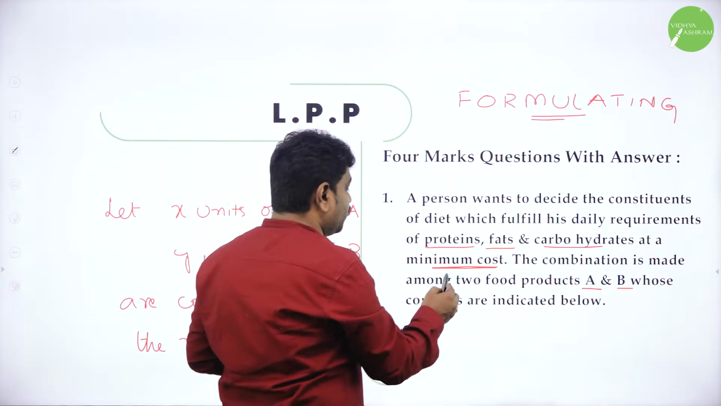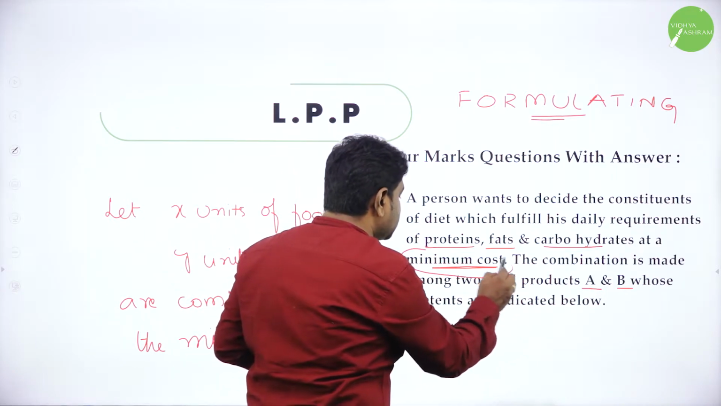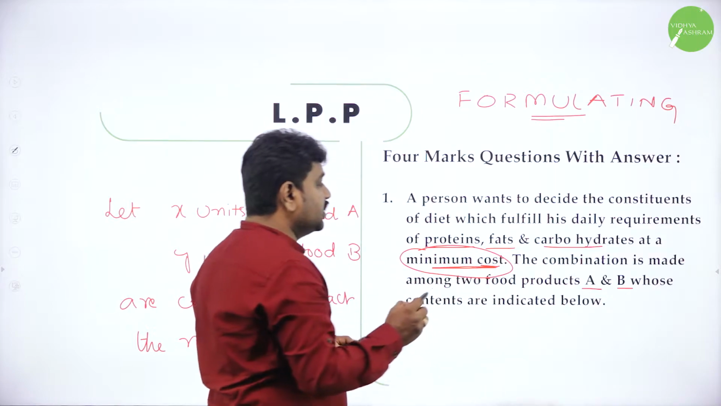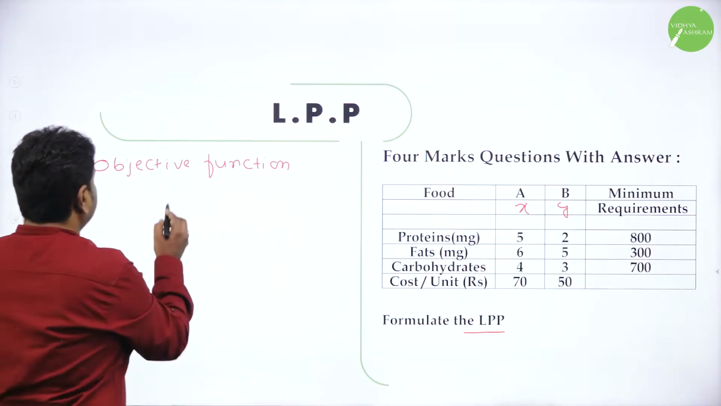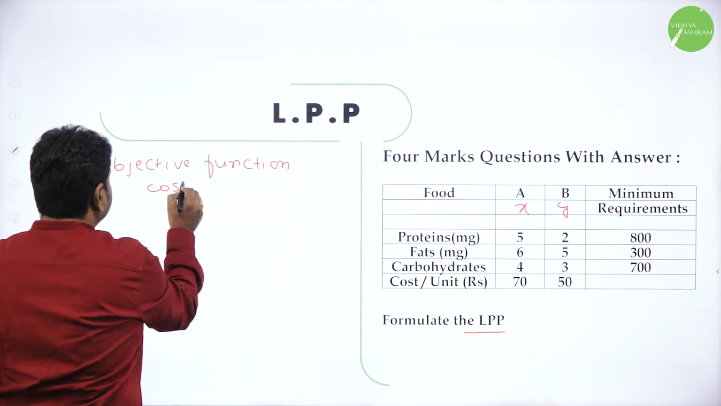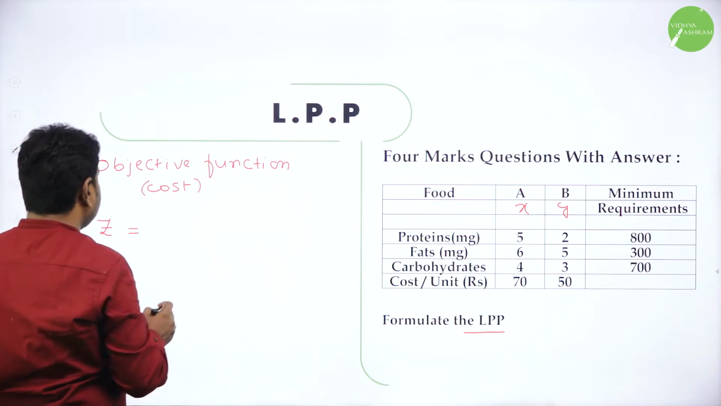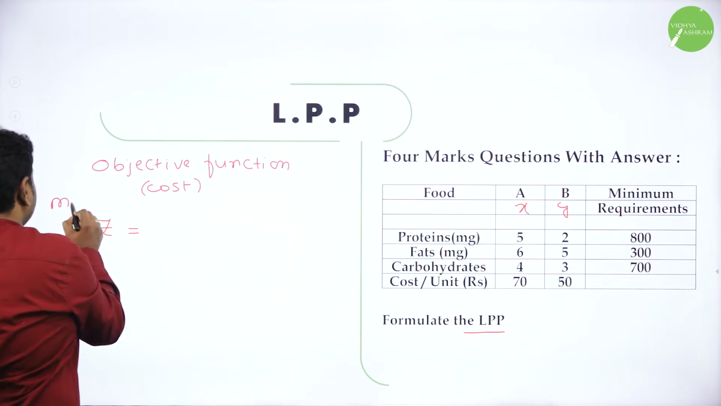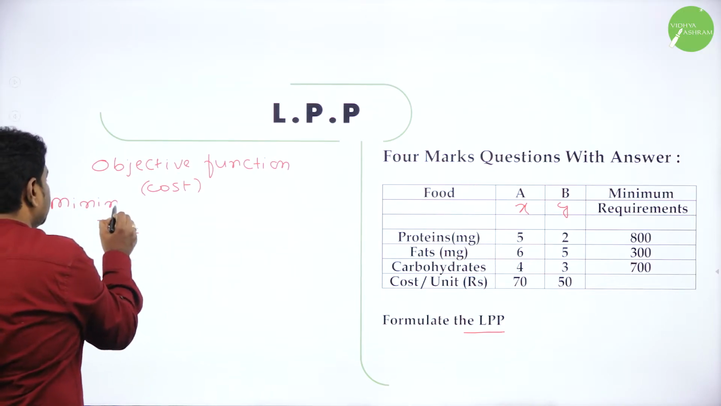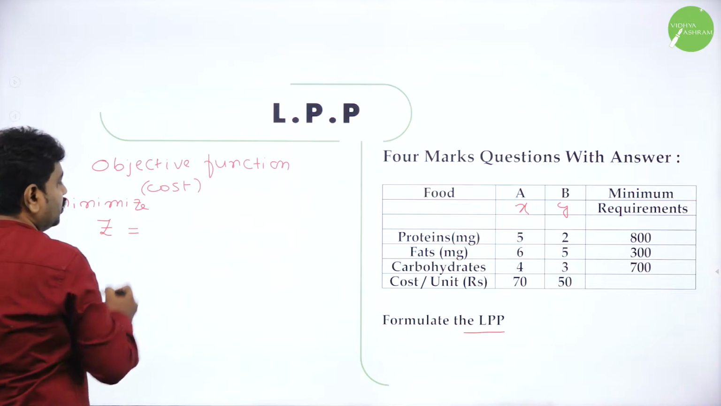It is called as objective function. Here minimize, they told the word, what they gave, cost. So cost should be minimized. So objective function is what? Cost. So now Z is equal to, I want to minimize this. So they want you to minimize Z is equal to cost.